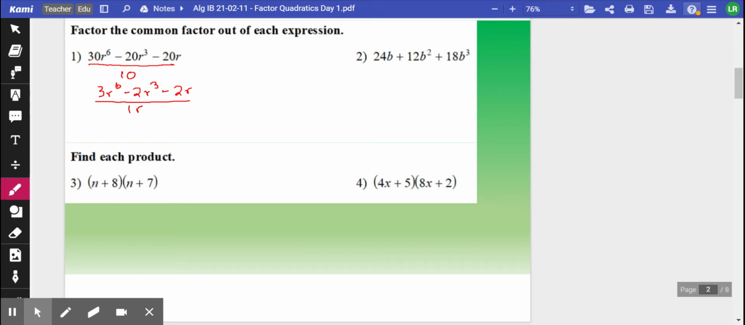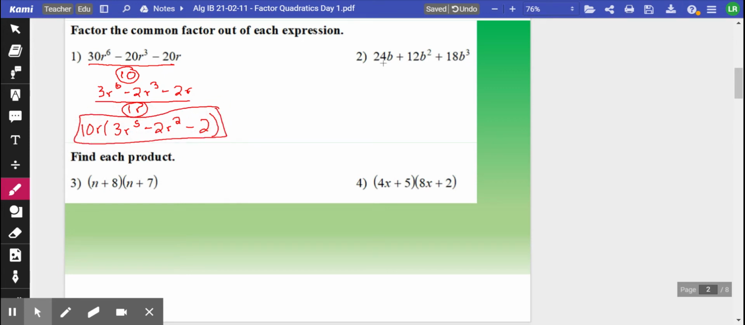So let's keep going here, dividing out an r. When I divide an r out of r to the sixth, that leaves me with 3r to the fifth. When I divide an r out of the third, that becomes minus 2r squared. And when I divide this r out, it's down just minus 2. So that's what goes inside of my parentheses. On the outside, we basically multiply those together. So 10 times 1r is 10r. And that would be our answer.